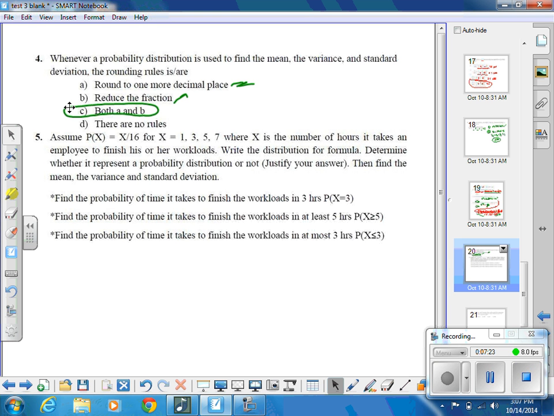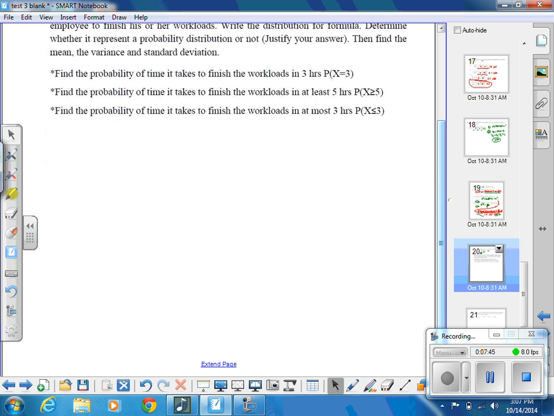Alright. This next one says, assume P of x equals x over 16 for x equals 1, 3, 5, and 7. And they tell you all this stuff here. Write the distribution for the formula. Determine whether it represents a probability distribution or not. Find the mean, standard deviation, variance, and answer those questions. Whew, a lot of work for this one. Alrighty.